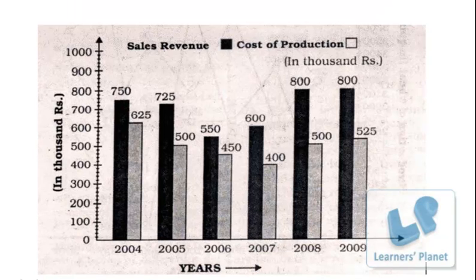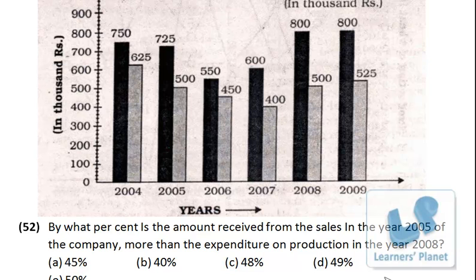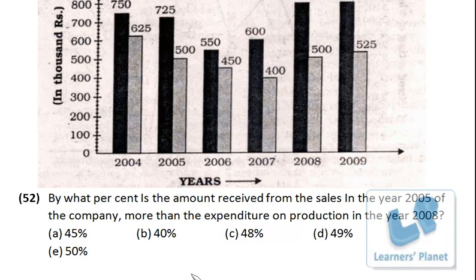Now we have this set of questions from the same paper, SBI PO 2014. Sales revenue, cost of production in 1000 rupees, data are already given. We take the questions directly. The first question, by what percent is the amount received from sales in the year 2005 of the company more than expenditure on production in the year 2008?